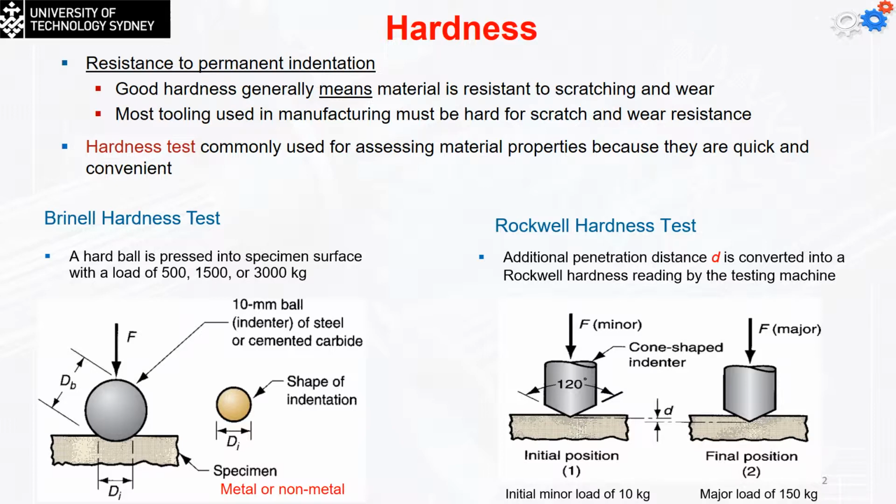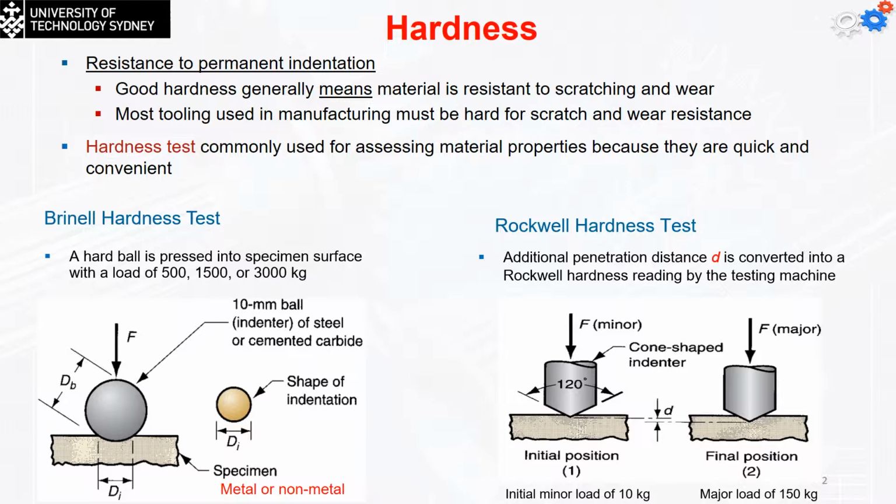So the Brinell test, we are going to have a hard ball, which is going to press into the specimen surface with different loads. We start with 500, then 1,000 or 3,000 kilograms. And the diameter usually of the ball is going to be about 10 millimeter diameter for the indenter, made of steel, or in the new days they start to use the cemented carbide material.